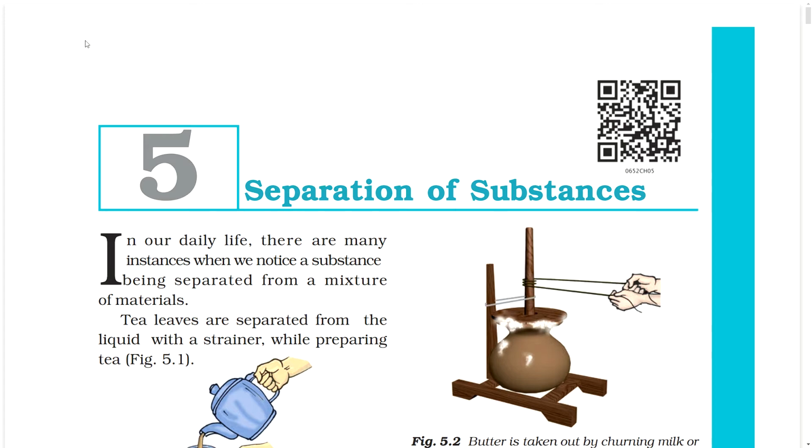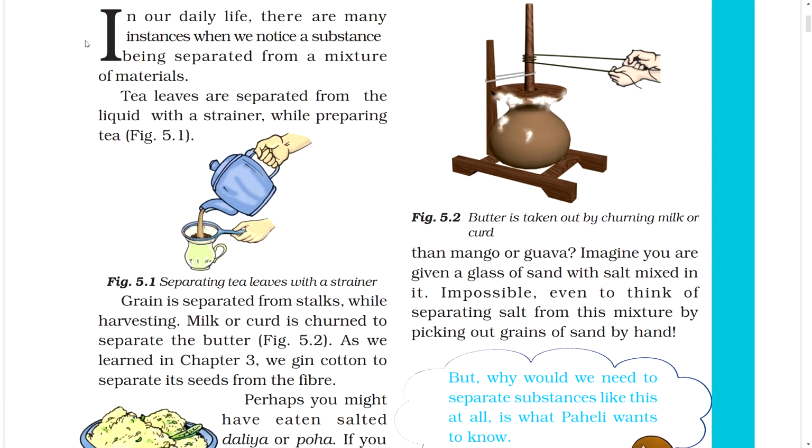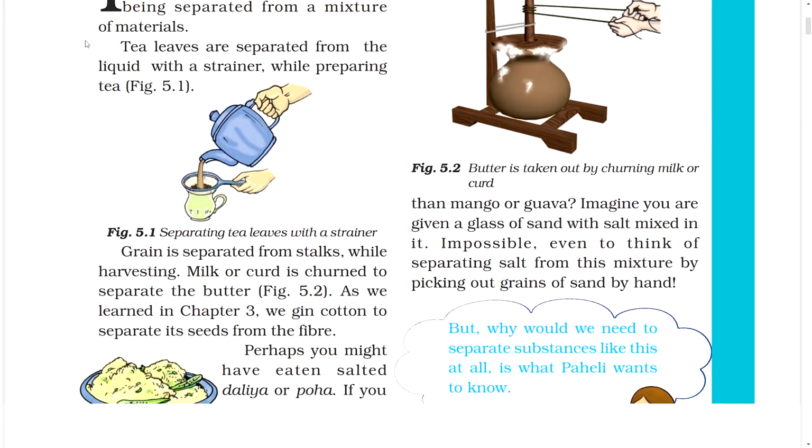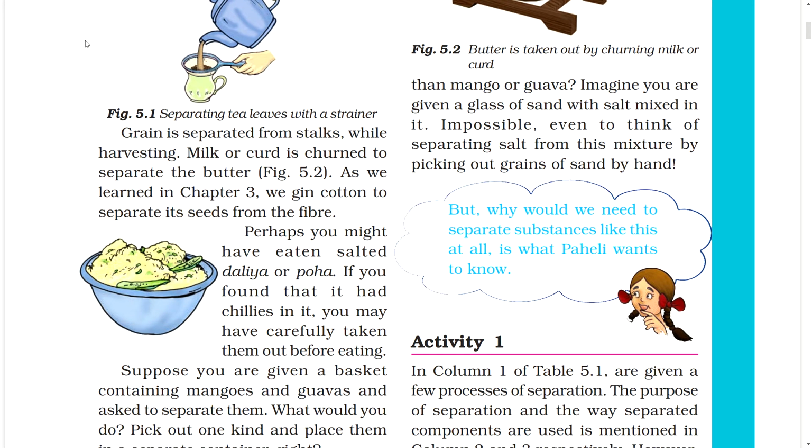In our daily life, there are many instances when we notice a substance being separated from a mixture of materials. Tea leaves are separated from the liquid with a strainer while preparing tea. Figure: Separating tea leaves with a strainer. Grain is separated from stalks while harvesting. Milk or curd is churned to separate the butter. Figure. As we learned in Chapter 3, we ginned cotton to separate its seeds from the fiber.